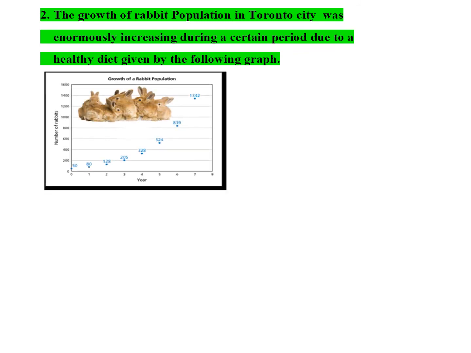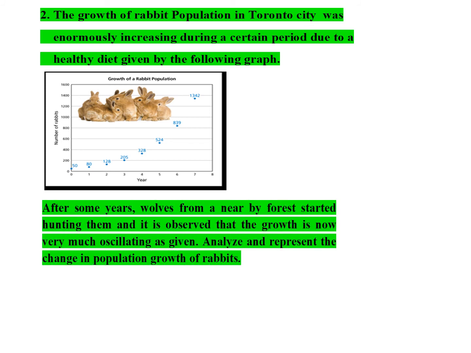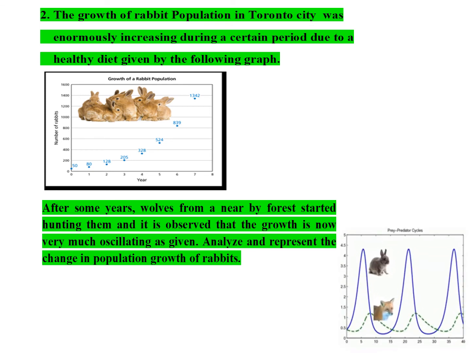Let us see the next problem. The growth of rabbit population in Toronto city was enormously increasing during a certain period due to a healthy diet they had followed, and it is given by this graph. After some years, wolves from a nearby forest started hunting them, and it is observed now the growth is getting affected, so it is very much oscillating as given. Analyze and represent the change in population growth of rabbits.